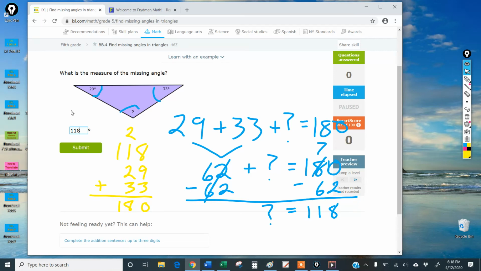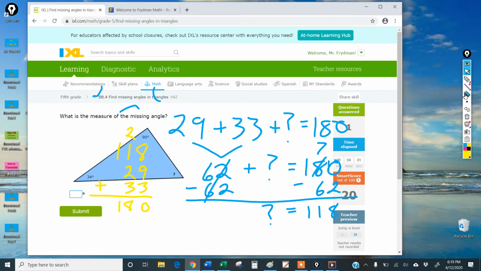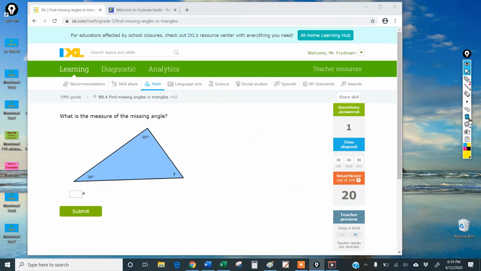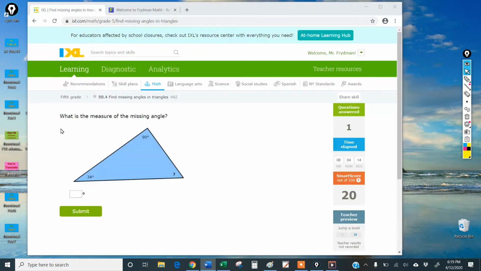Okay? And all the other questions, I believe, are pretty much the same. So the bulk of this video is going to be really what you already watched, hopefully, the proof that the angles must add up to 180 degrees. So the rest of it is just easy.